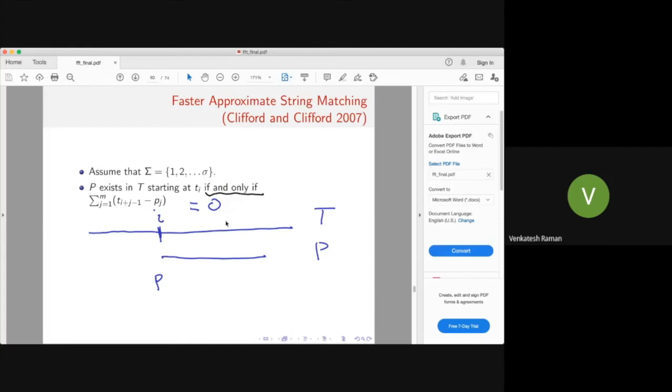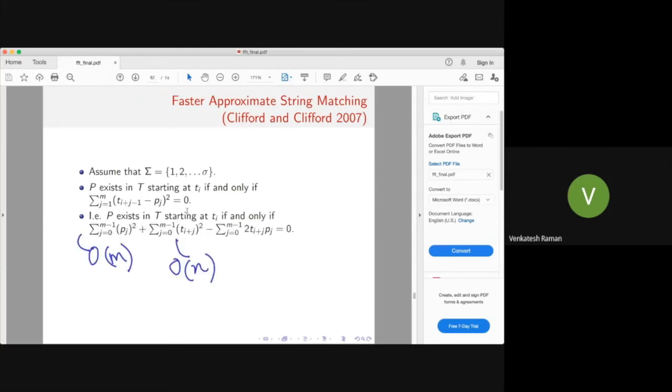Is it true? Somebody should complain. Is it if and only if? If the pattern exists in the text, yes, this sum at position i should give you 0. But there could also be cancellations here, right? Yes, so cancellation can happen to give you 0 even if the pattern doesn't exist. So what you do is the obvious thing, which is take the square of this. And you know that P exists in T starting at Ti if and only if this sum is 0.